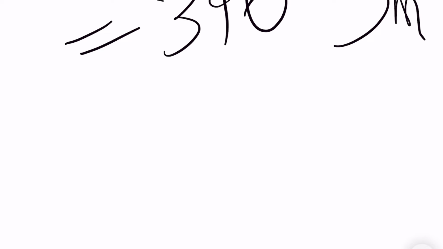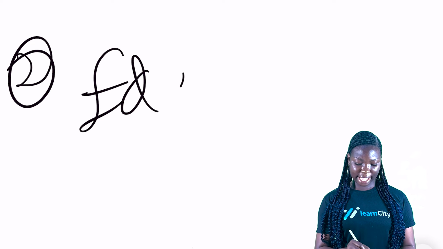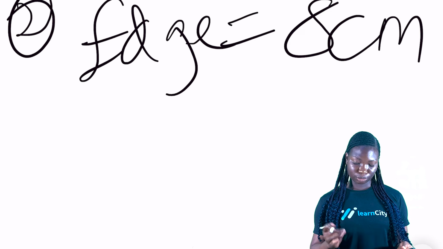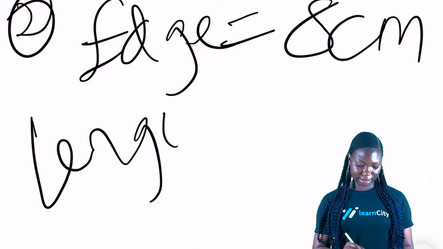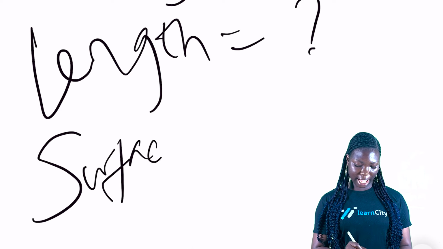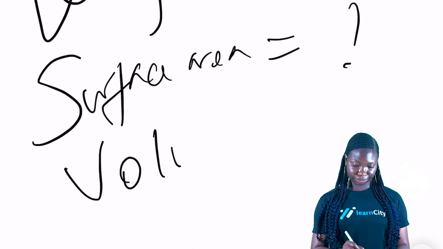Now, the next example says, find the length of the diagonal of a cube of edge 8 centimeter. Find the surface area and its volume. We have the edge to be 8 centimeter. So we have to find the length, the surface area and the volume.